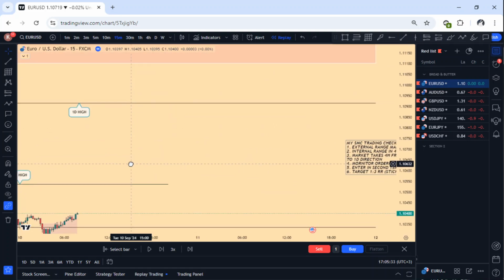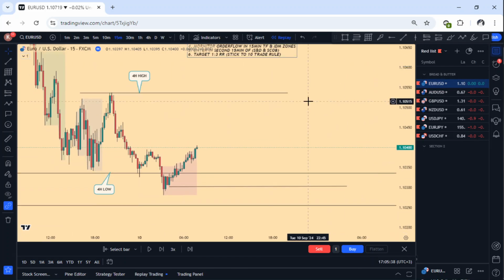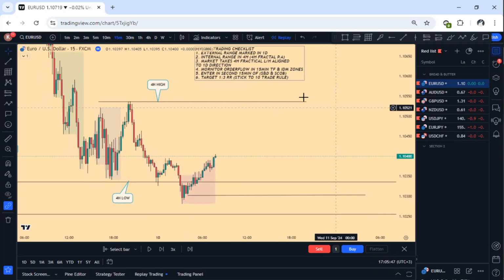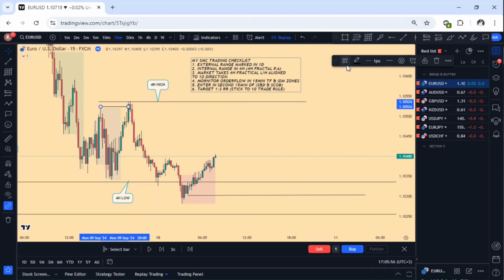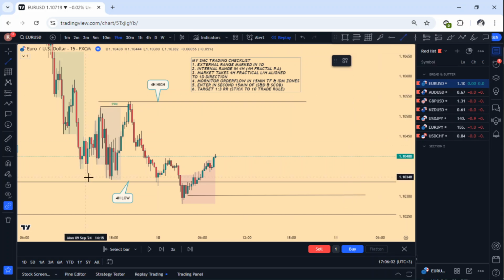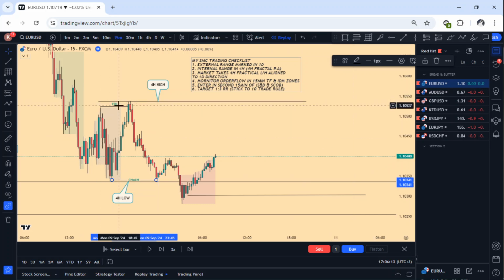So now that I have confirmed that the market has already taken my 4 hours, I start monitoring order flow in 15 minutes and see IDMs being taken, etc. So if I just look at this market took this was a break of structure. So if this was a break of structure in 15 minutes, I didn't expect this low to be taken. So immediately this low was taken, it confirmed that this was a change of character, and this was just a liquidity sweep.